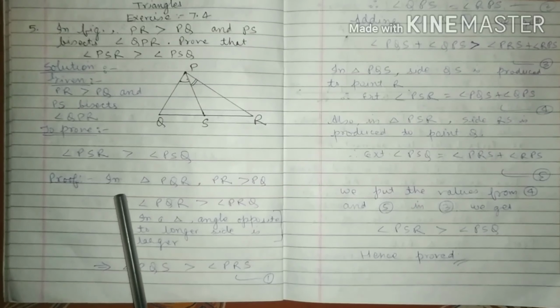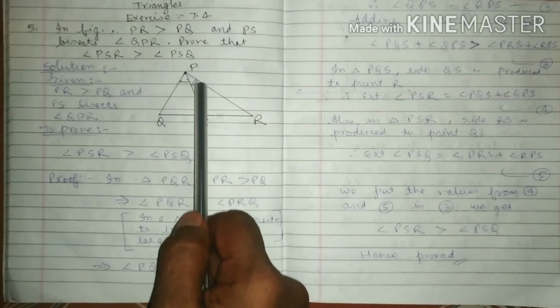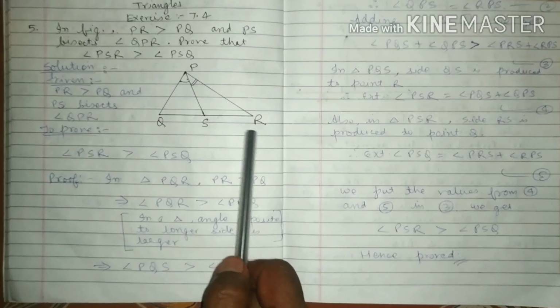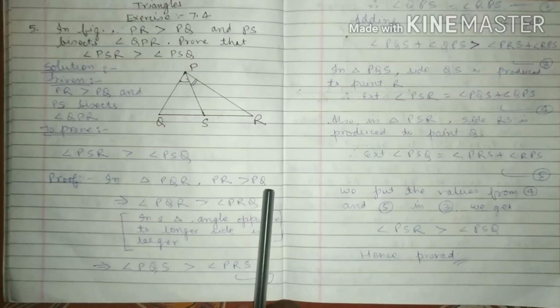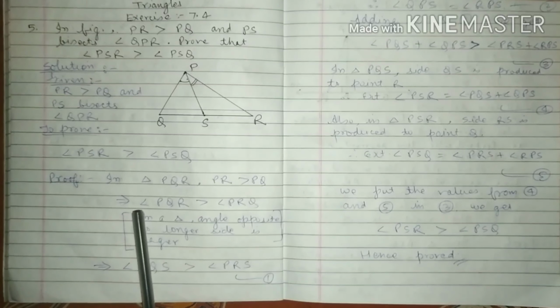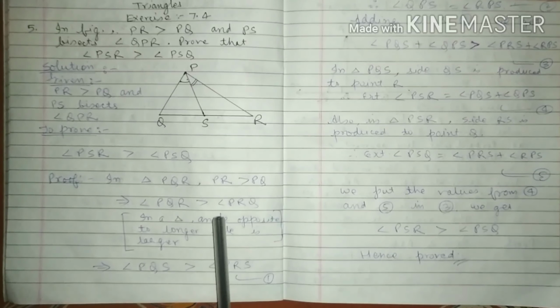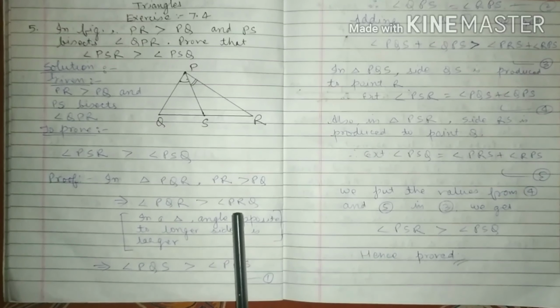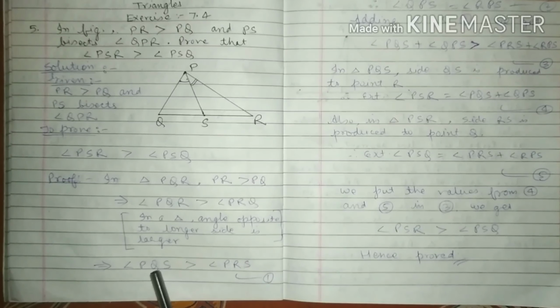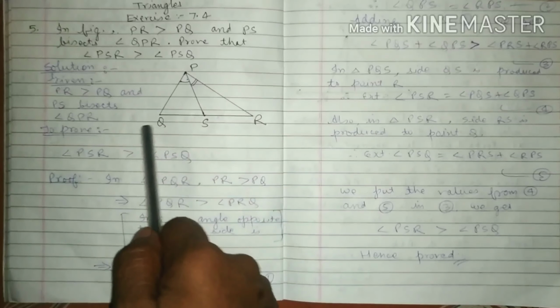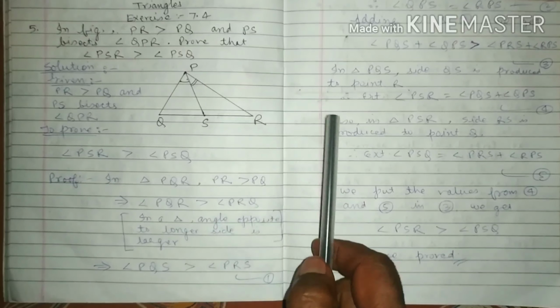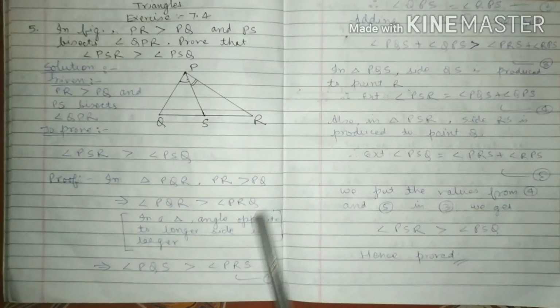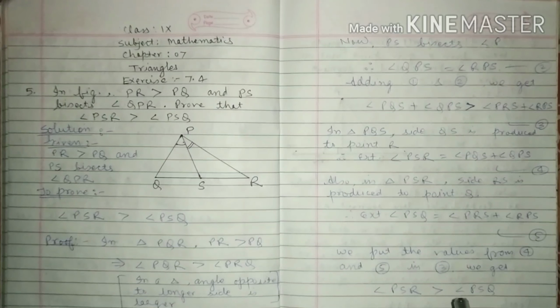Proof. In triangle PQR, PR is greater than PQ. This implies that angle PQR is greater than angle PRQ. In a triangle, the angle opposite to the longer side is larger. This implies that angle PQS is greater than angle PRS. We consider this as equation 1.